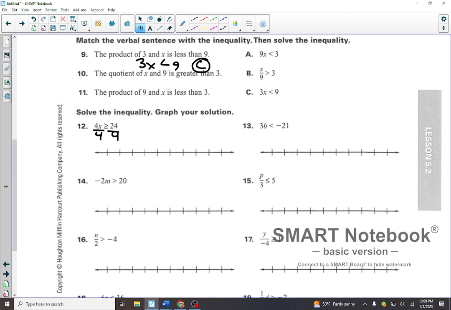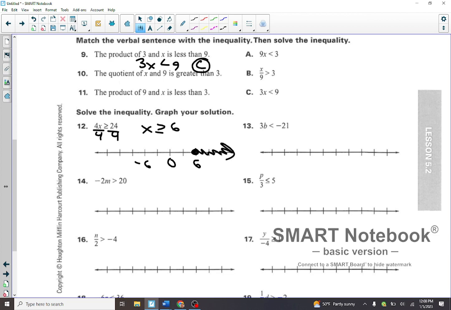So divided by 4, divided by 4. X is greater than or equal to 6. 0, 6, -6. X is bigger than or equal to 6. So closed circle to the right.